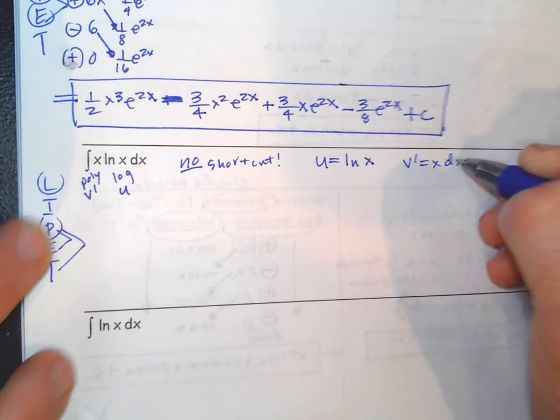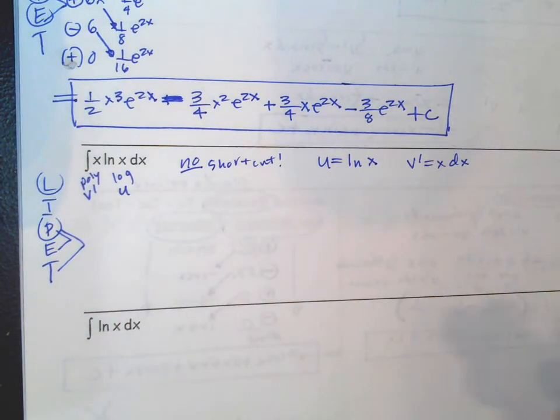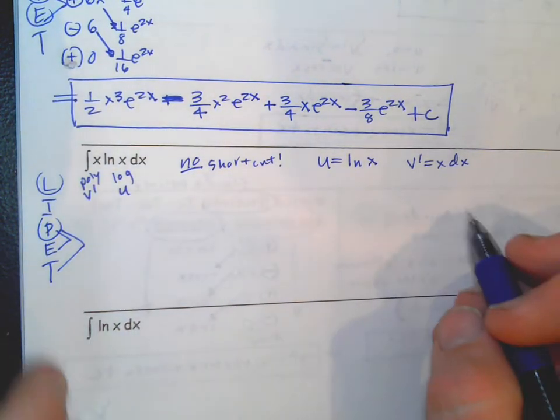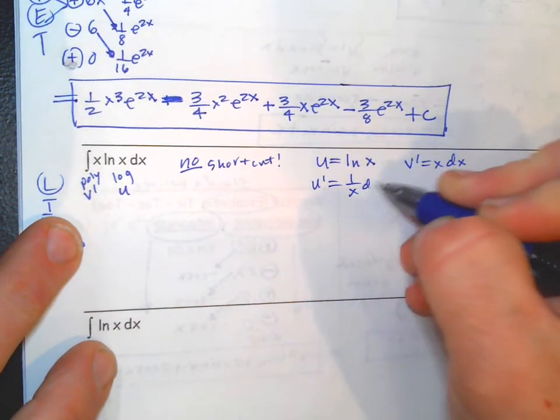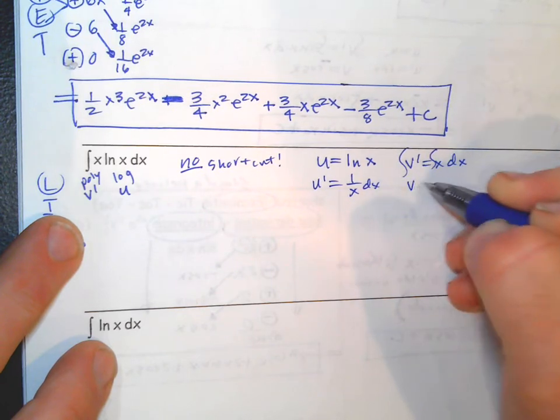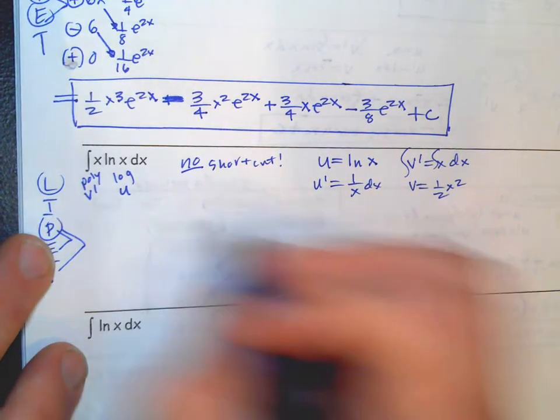Now this should make sense, because if you're trying to integrate natural log, you guys don't know how to do that. And by the way, you guys couldn't integrate this until today. You couldn't integrate this any other way. u prime, not bad, 1 over x dx. v, 1/2 x squared. Okay.